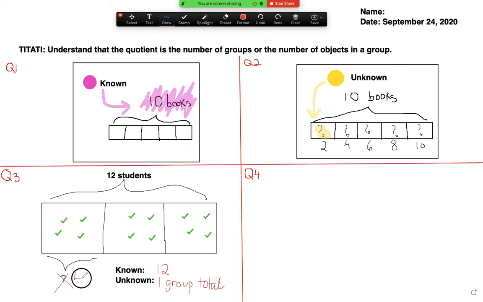So our unknown, after we solve it, becomes our another known, which is 4. There are 4 in each group, and we know that because 4 times 3 is equal to 12. 4 in each group, 3 groups equals 12 total, okay? 3 groups, 1, 2, 3. Of 4 in each group, 1, 2, 3, 4 equals 12 students total.